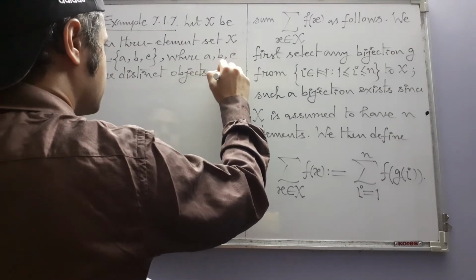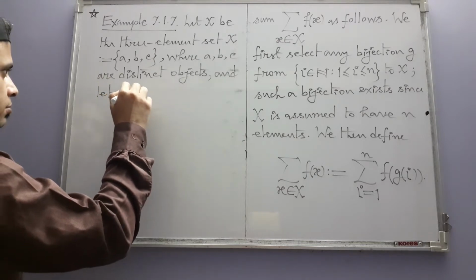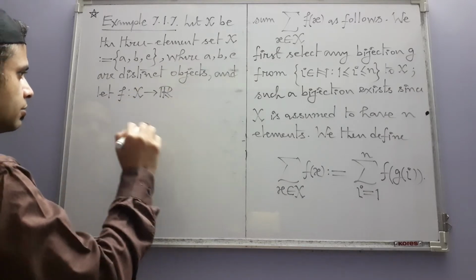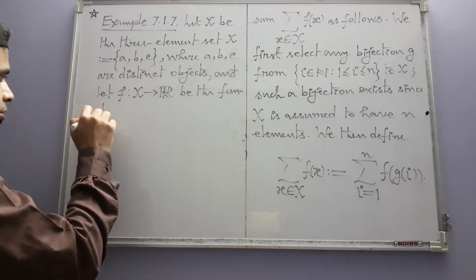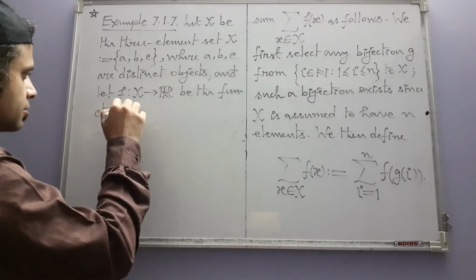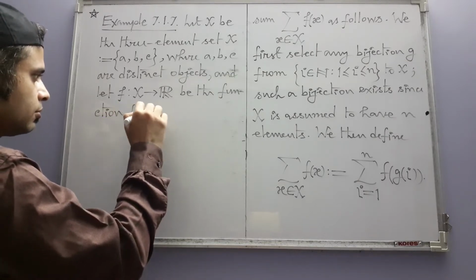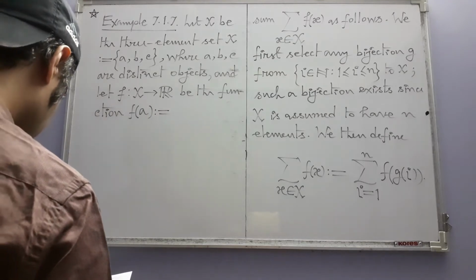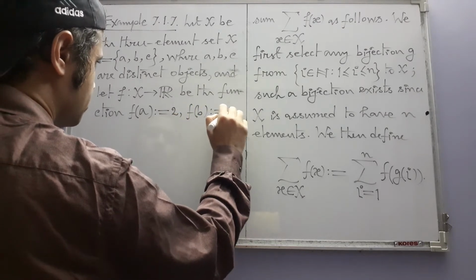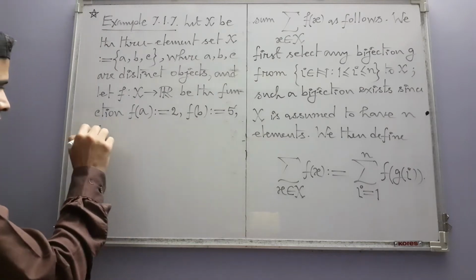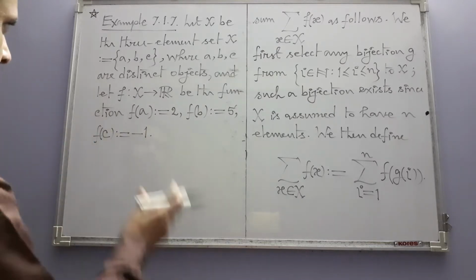And let f from X into R be the function defined like this: f of a is defined to be 2, f of b is defined to be equal to 5, and f of c is defined to be equal to -1. Say this is the setup.